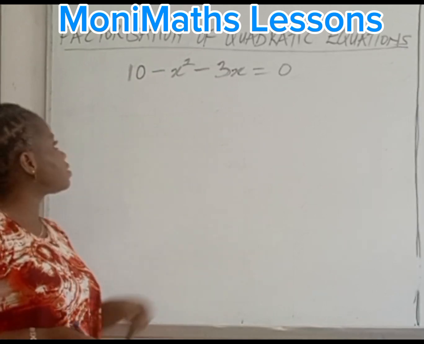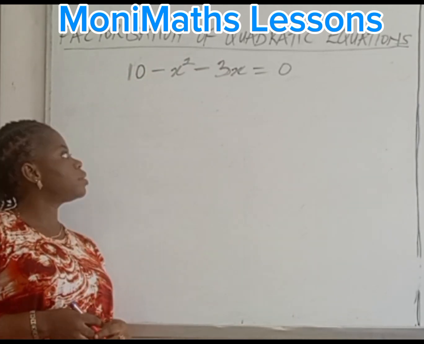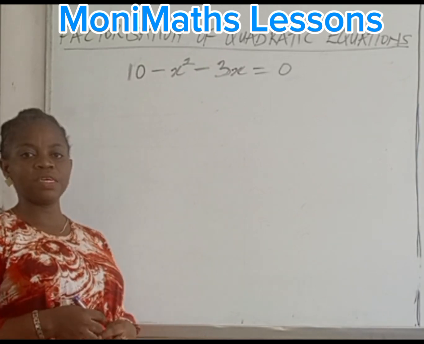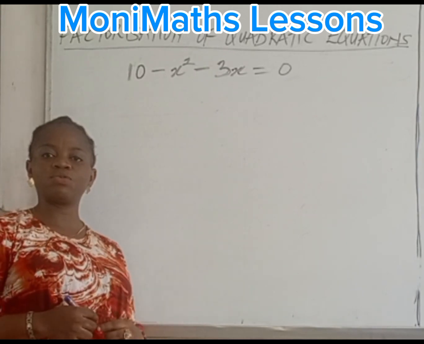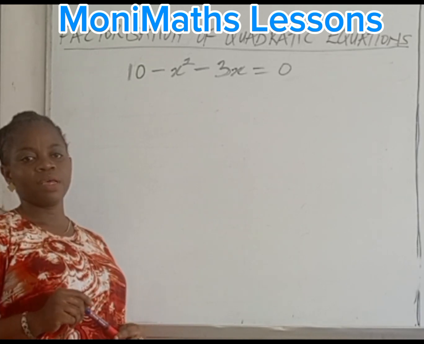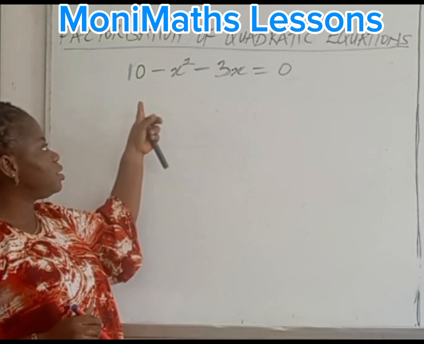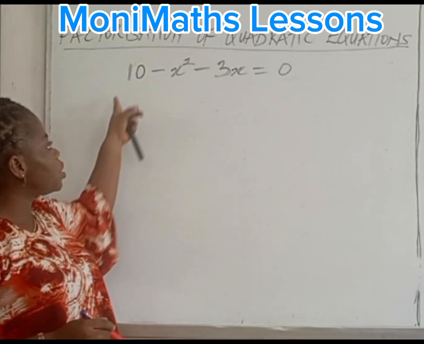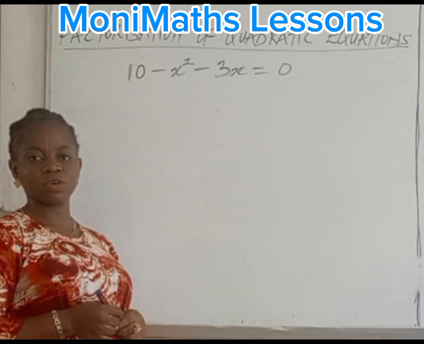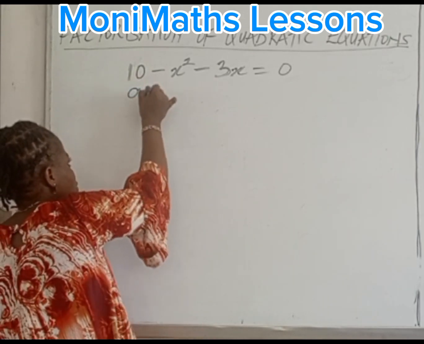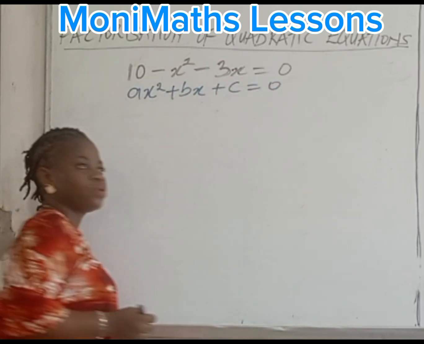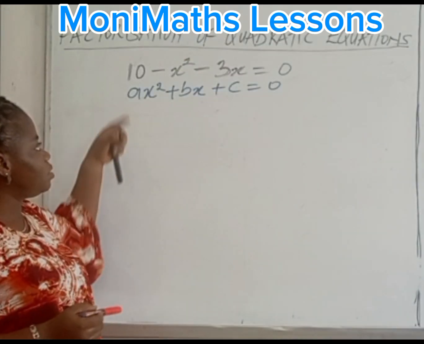Let us factorize 10 minus x squared minus 3x equals 0. Like I said previously, to factorize any quadratic equation, you need to identify the a, b, and c. An easy way to make this convenient for you is to rearrange this equation to look like the general quadratic equation, which is ax squared plus bx plus c equals 0. So, try to rearrange this.